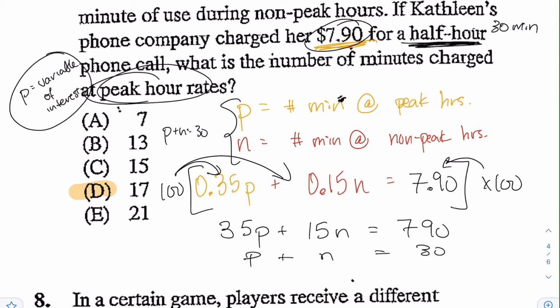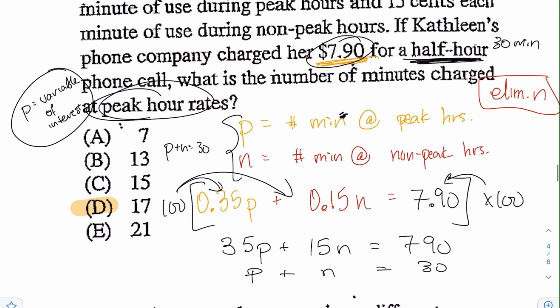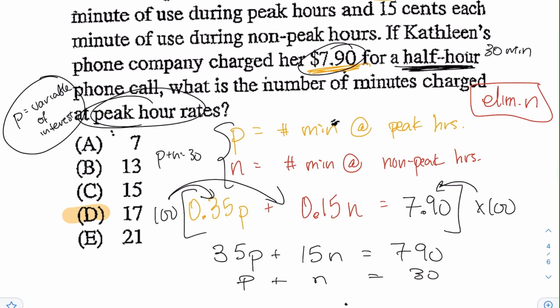Now, we want to solve for p, so it actually makes sense here to use the elimination method. And we want to eliminate n. You don't want the variable n because you want the variable p. So that means that you can multiply the second equation by 15 to get the equation the same. And 30 times 15 will become 450.